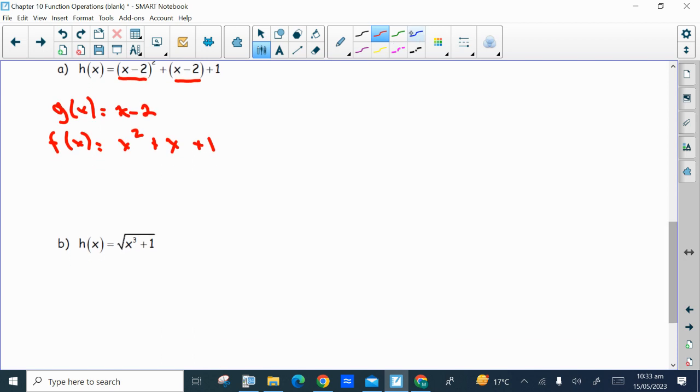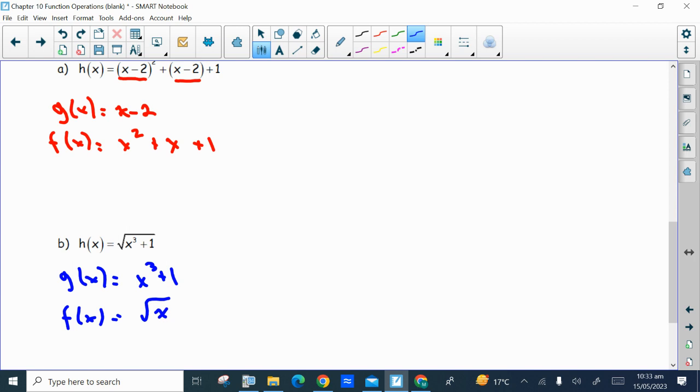Same thing with question B. You're given h, you want to state what g and f could be, remembering that g is embedded into f. So there's going to be a couple different expressions that would work for this one. You could say that g at x equals x cubed plus 1. That's what's under the radical. And then f at x, we could say, is the root of x. If you embed g into f, if you replace the x in f with g, you get h.